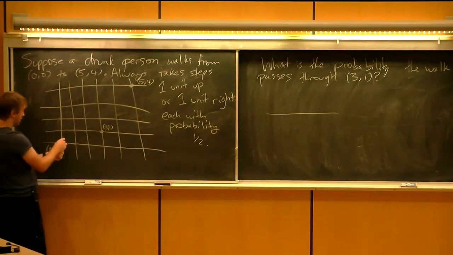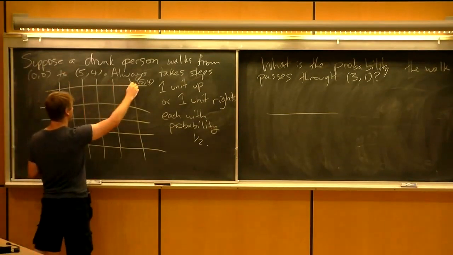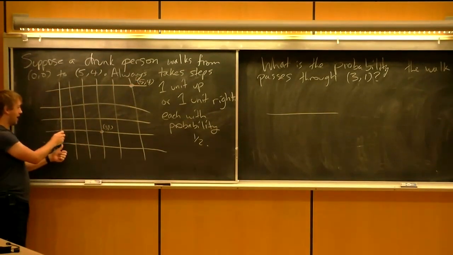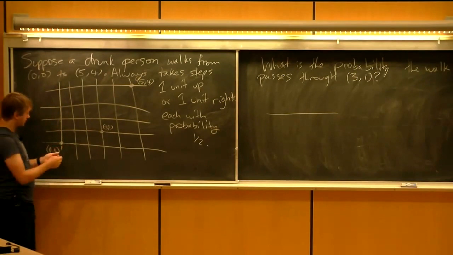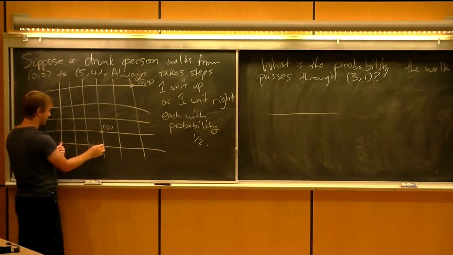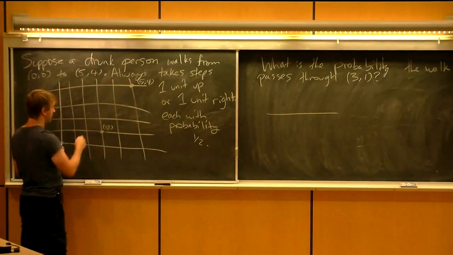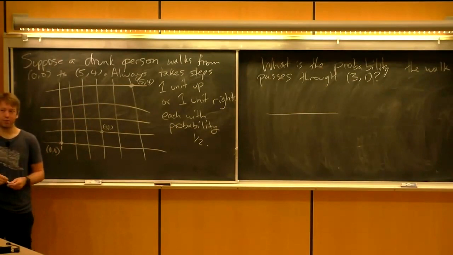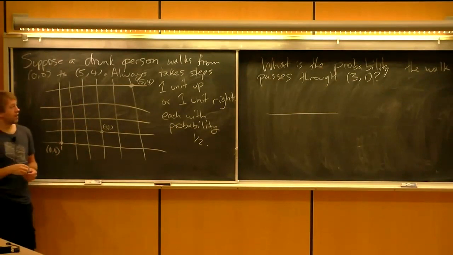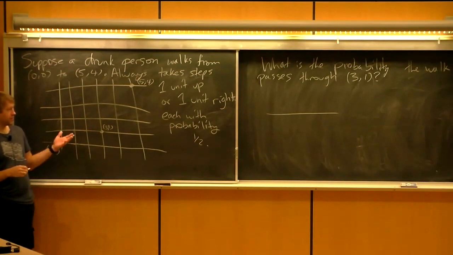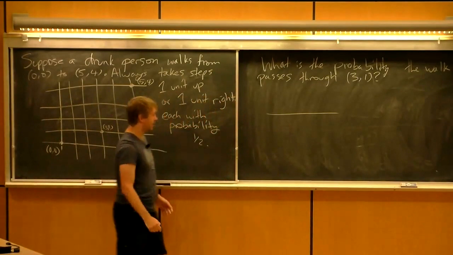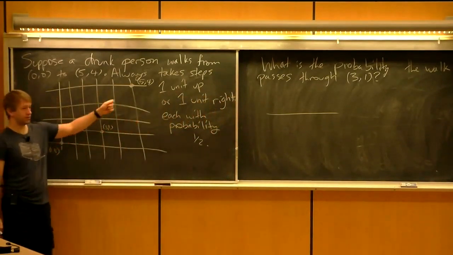It's the probability of, let's say, going up, up, up, up, right. Well, that has probability, this step has probability a half, a half, a half. So that's the same probability as taking 5 steps to the right and 5 steps up, or going right, up. Every different path has the same probability, right? So for finding the denominator, we just want to figure out how big is our sample size. So how many paths are there from 0,0 to 5,4?